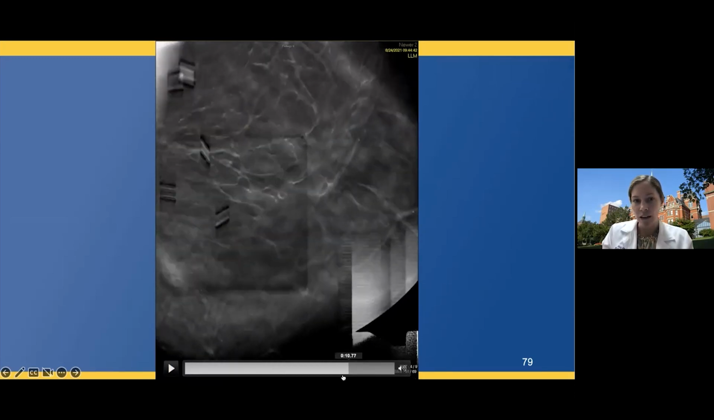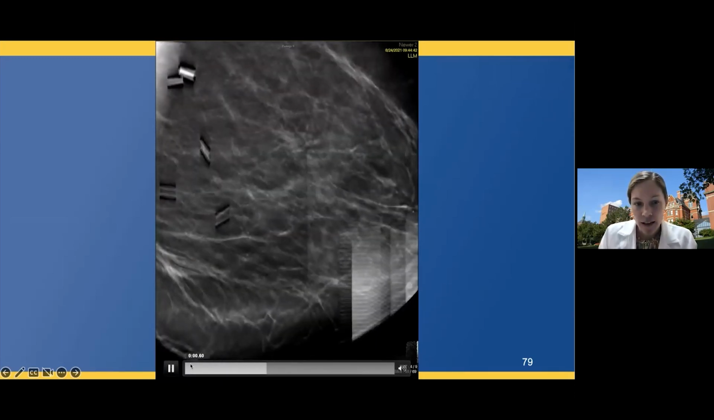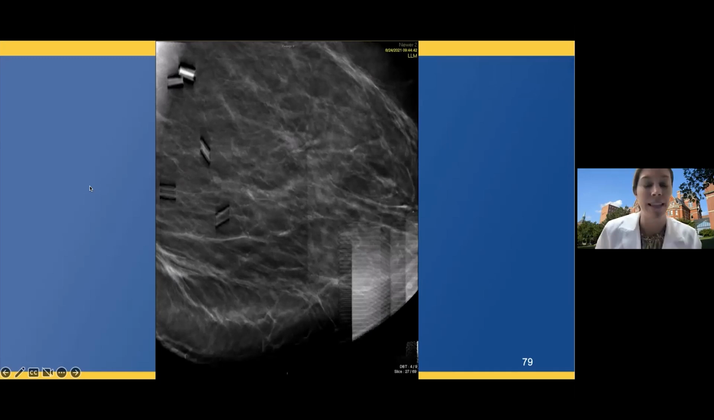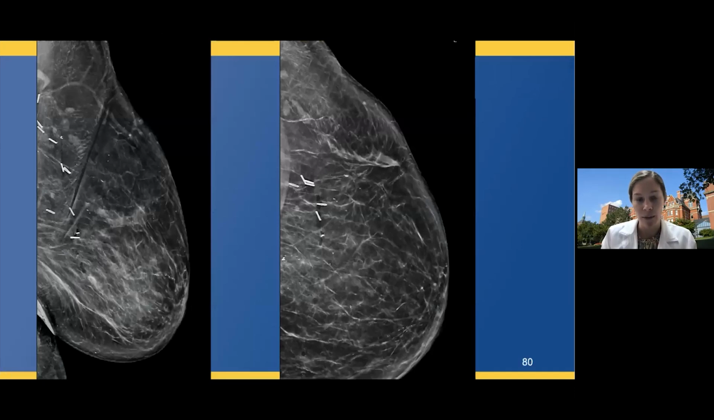And it took a while to find the area, but we found this asymmetry here, and so this was what was targeted for biopsy. So we did the biopsy, and like I have repeatedly said, we placed a clip to mark where we took the biopsy from. So we did that post-clip mammogram, and we saw the biopsy clip.